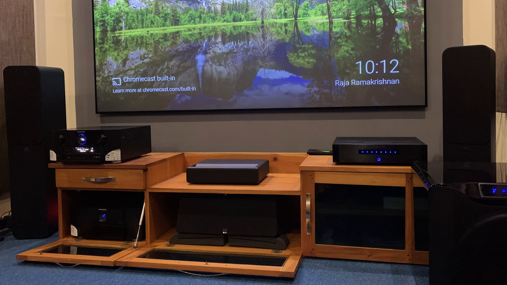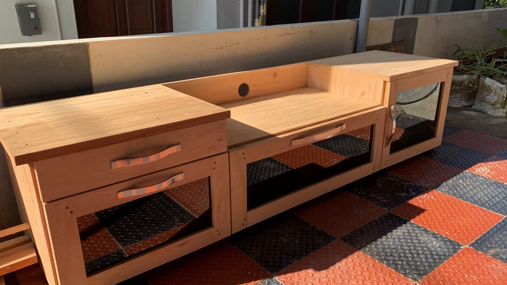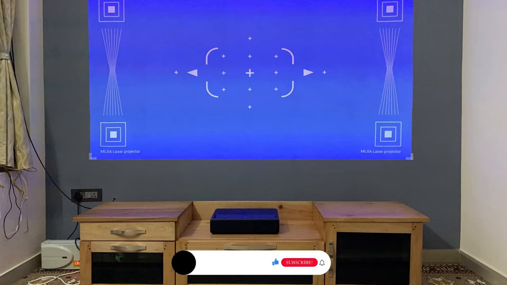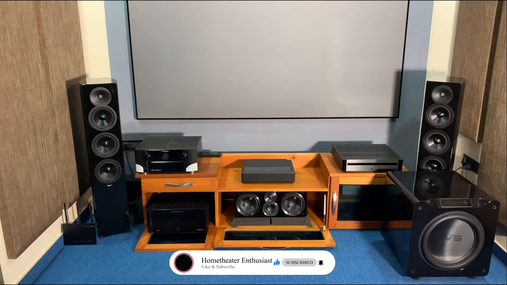Let's look at my equipment furniture. This furniture is entirely custom made using mahogany. Since I am using a UST projector, the dimension of the table was very much important for me. I drew the complete design for my table and built it with mahogany wood with the help of a carpenter. My goal was to keep all my equipment, including the UST projector, on the same table without seeing any cables outside. All the cables were running behind this furniture.